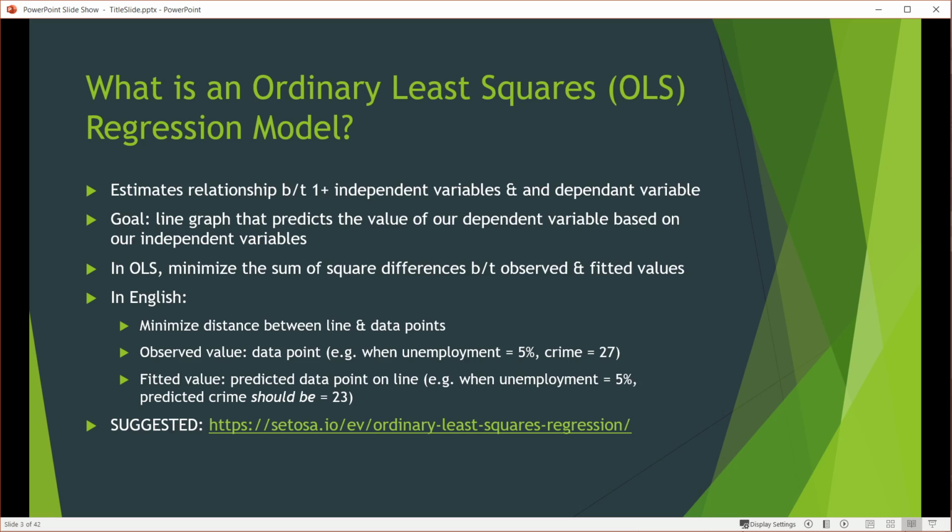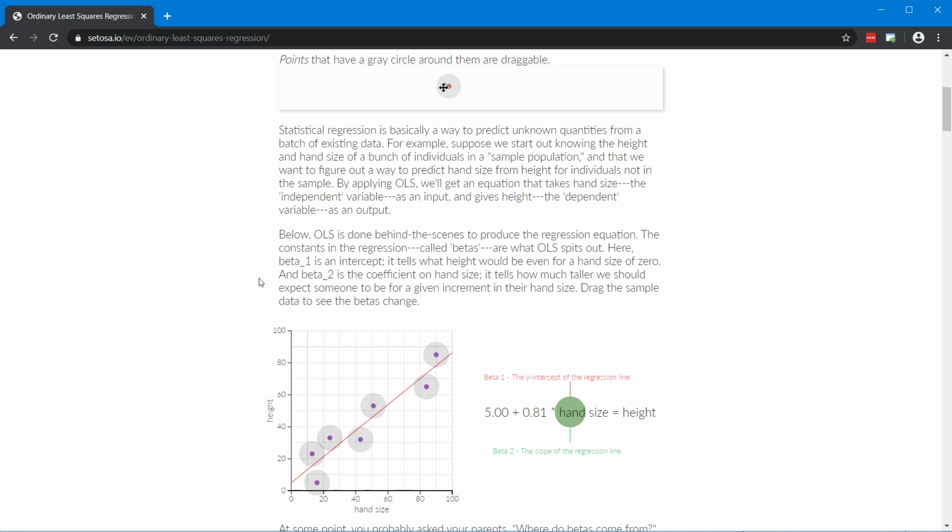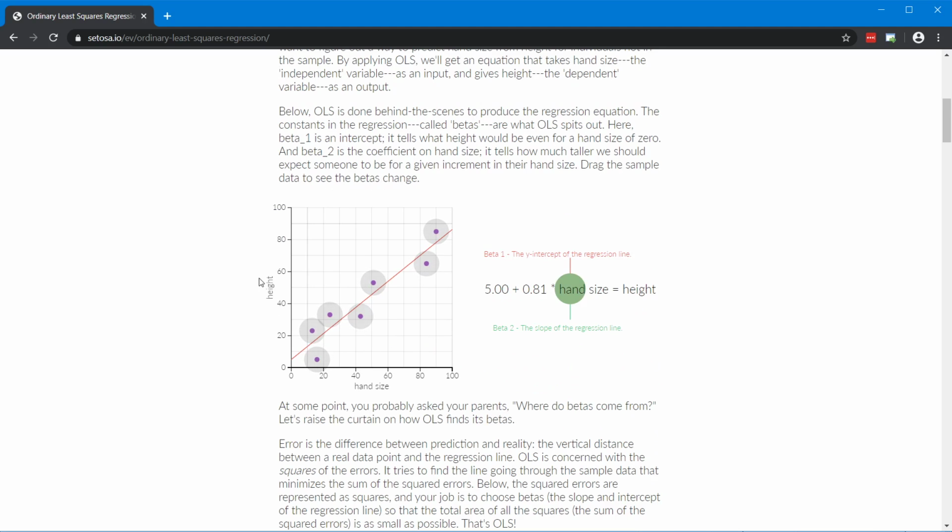There is a fantastic website where you can play around with ordinary least squares regressions at Setosa.io. This will be linked in the video description below. This is the ordinary least squares regression simulation on the Setosa.io website. It has been written by Powell and Lehe. This is a fantastic way to visualize and play around with what ordinary least squares look like.